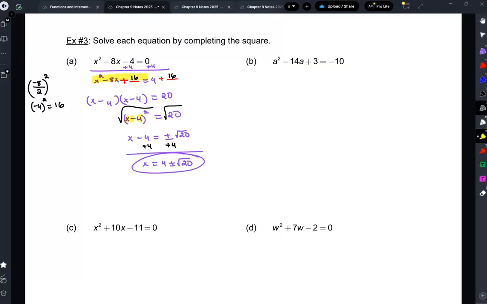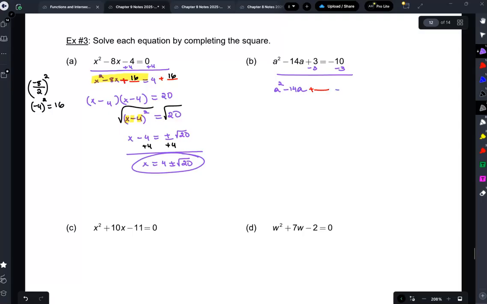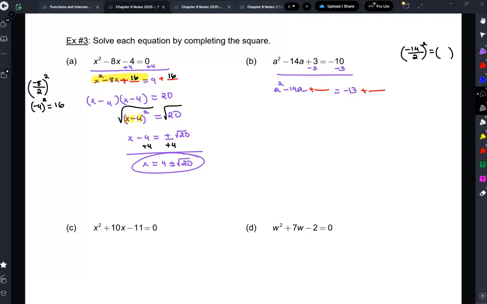Let's do that for the next one. First, take the 3 over to the other side. So a squared minus 14a plus a number equals negative 13 plus a number. Let's come up with that number. Negative 14 over 2 squared. What's negative 14 over 2? Negative 7. Squared, 49.